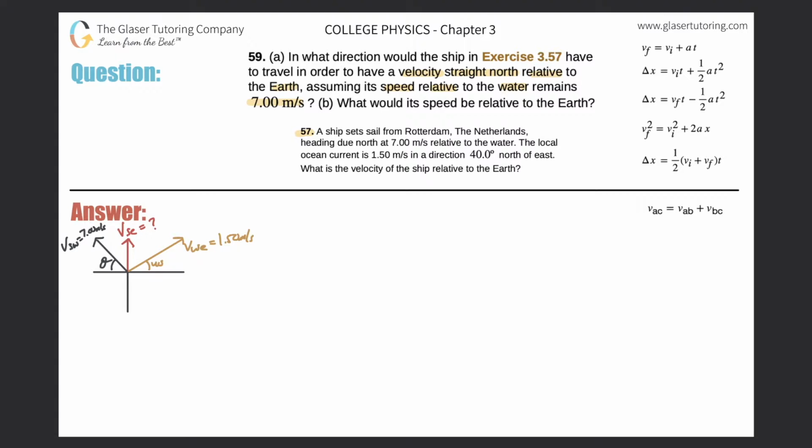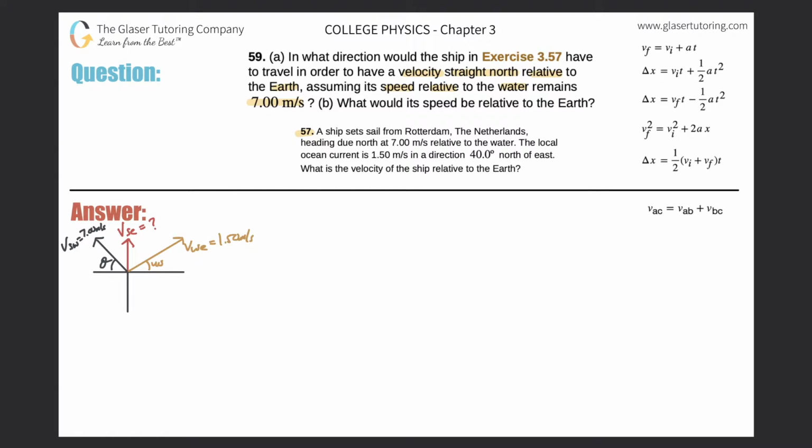Originally the ship was heading due north at 7 meters per second relative to the water. But now they want you to change that direction. Instead of the ship traveling due north relative to the water, take a look at the picture on the left-hand side: the ship will now have to travel at some angle relative to the x-axis, relative to the water, so that the resultant velocity is due north, right?